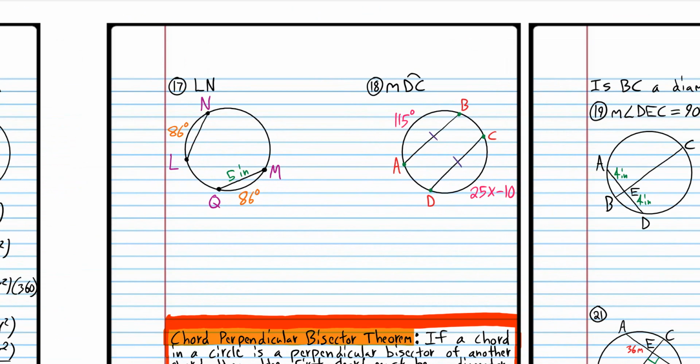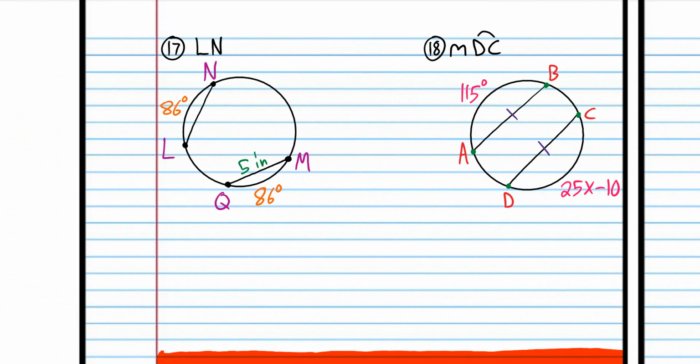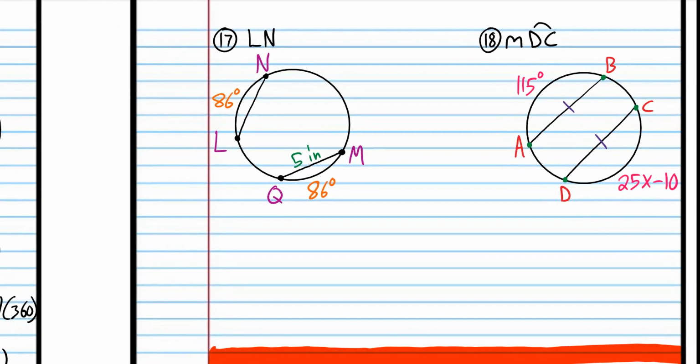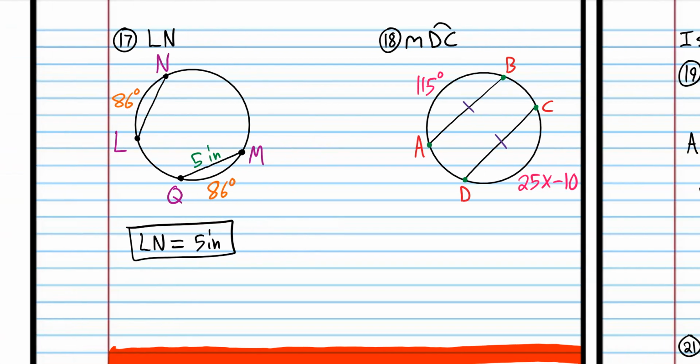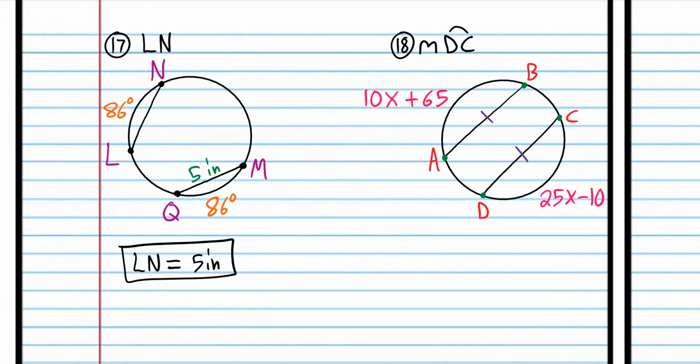We have 2 more of these for you to do, so try 17, and when you come back, we'll do it together. All right, we're back. The arcs are congruent, which means that the chords must be congruent also. So LN is equal to 5 inches. So if you got that answer, good job. All right, so go ahead and try number 18, and when you come back, we'll do it together.